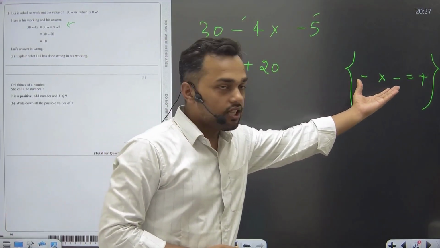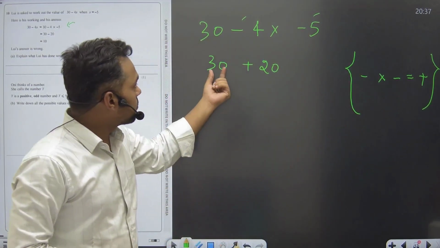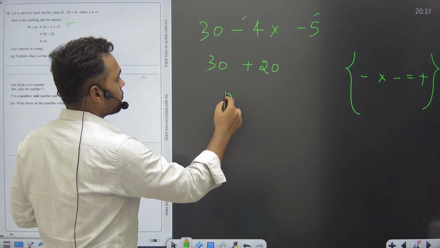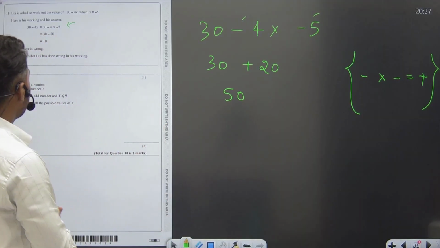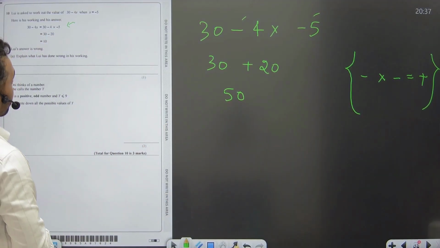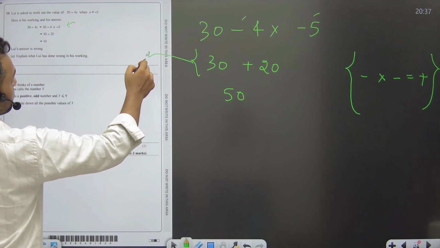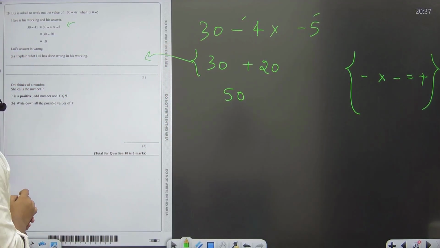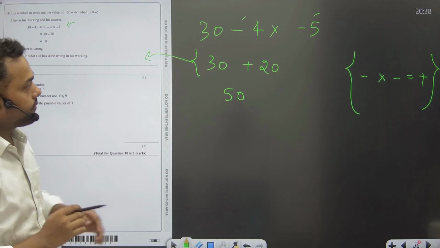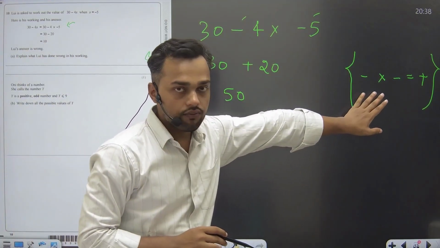This is the sign convention, students. So 30 plus 20 will be equal to 50. The solution will be 50 here. Okay, so you need to mention this part as the solution here. This is the reason, the sign convention part.